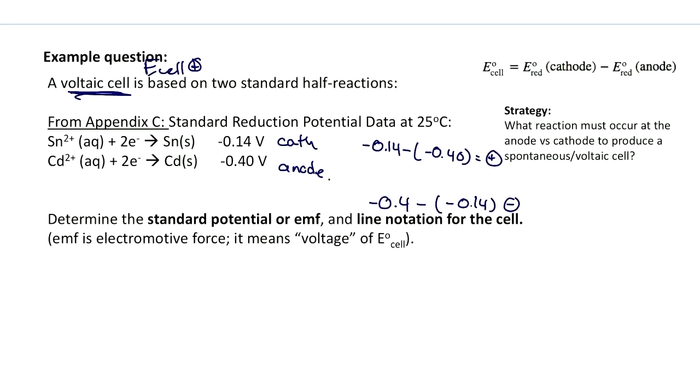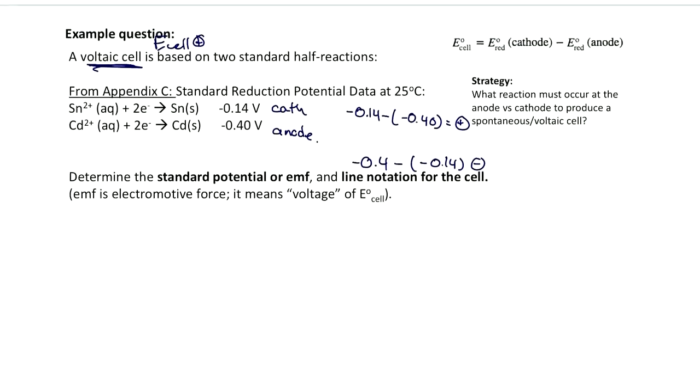Tin has to be the cathode, cadmium has to be the anode. All right, so in this case, tin is the cathode. Let's go ahead and calculate this, but I want to show you the half reaction, the redox reaction that's actually happening.